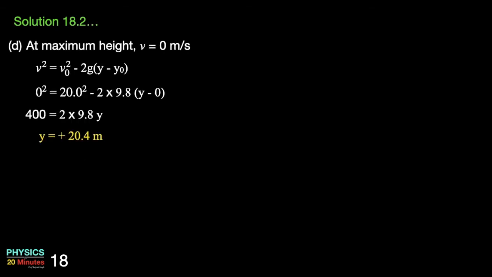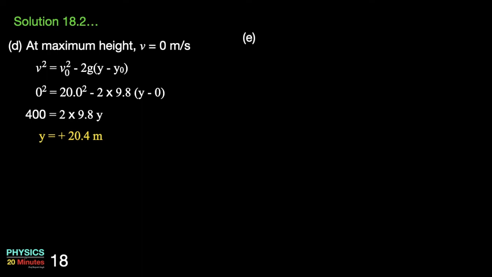What will be the maximum height? So remember, when the ball reaches its maximum height, it is momentarily at rest. Therefore its velocity at that point will be 0. Therefore v is equal to 0 at maximum height. If you substitute in the velocity position formula and solve, you get y is equal to plus 20.4. It indicates at the height of 20.4 from the original level, the ball will come to rest momentarily.